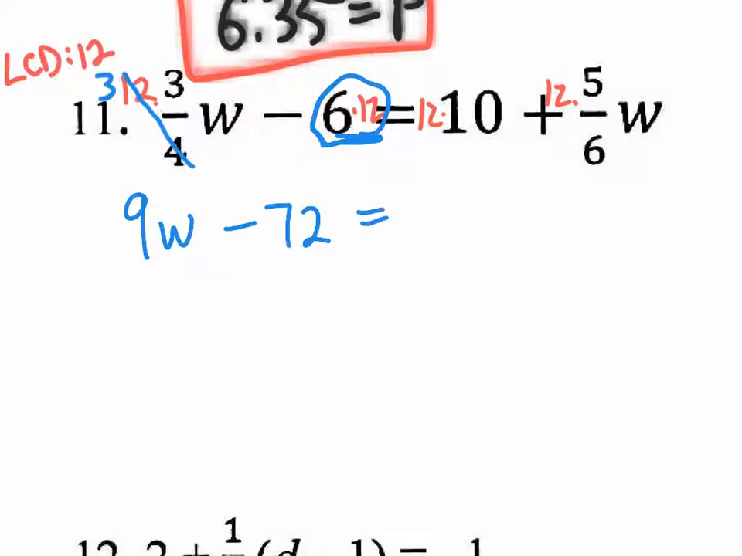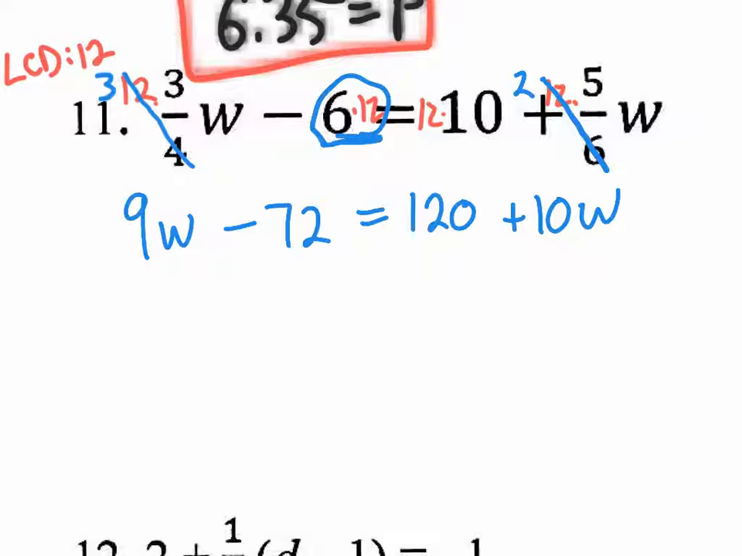Bring down the equal sign. 12 times 10 is 120. And then right here, the 12 on top and the 6 on the bottom becomes a 2 up on top. So 2 times 5 is positive 10W. And there's your new equation without any fractions. We got rid of all fractions at the same time by thinking of the LCD.